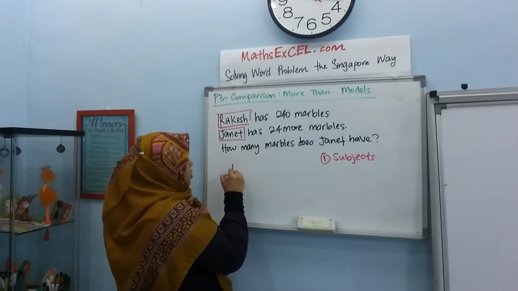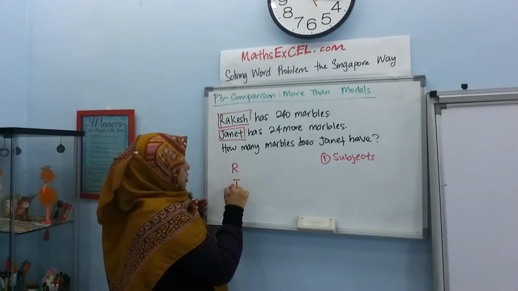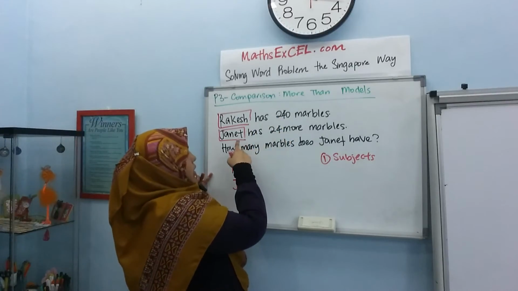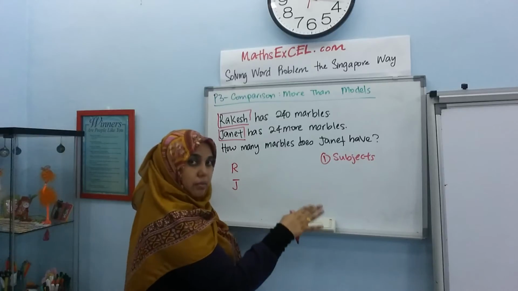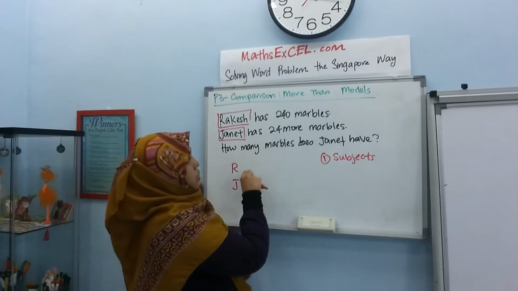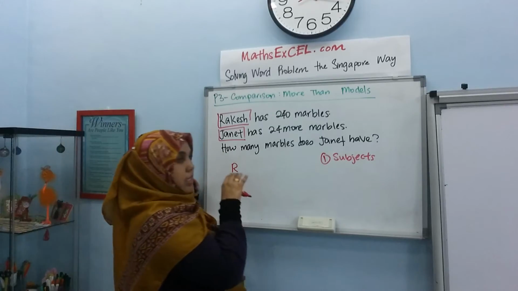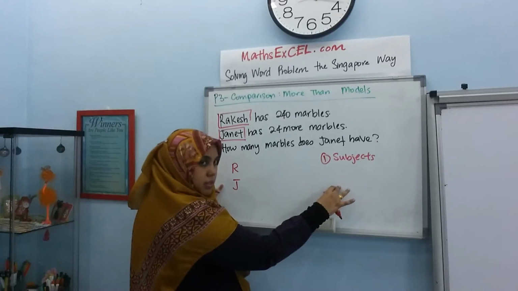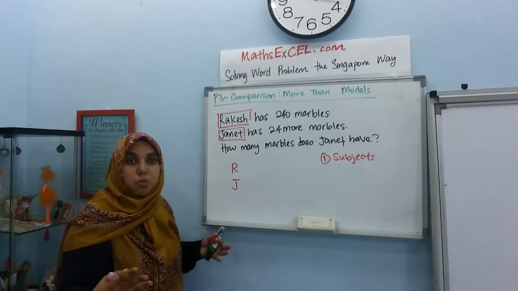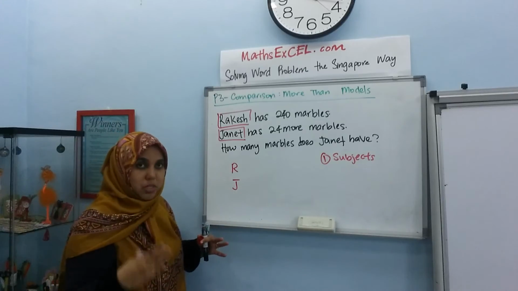You can ask them to write R for Rakesh, no need to write so long. R for Rakesh, J for Janet. Rakesh has 240. Once the child is able to identify that they are supposed to draw 2 models, you can ask them to read: Rakesh has 240 marbles, Janet has 24 more. Logically, Janet has to be longer than Rakesh. How do you prompt your child? You can ask, who has more? They are going to say Janet. I'm sure these are quite simple questions they are able to respond to.